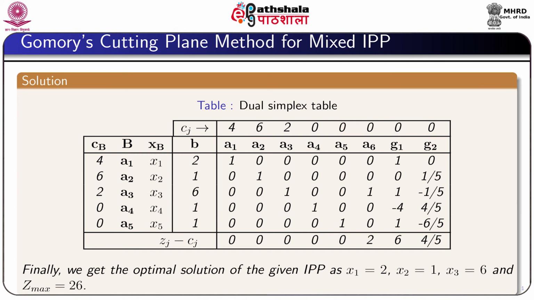This slide shows that the feasibility condition in dual simplex method is satisfied, as all the components of B are positive. So, we arrive at the optimal solution of the given IPP. We find that x 1 equal to 2, x 2 equal to 1 and x 3 equal to 6 as the solution of the problem, and the corresponding value of the objective function z max is equal to 26.